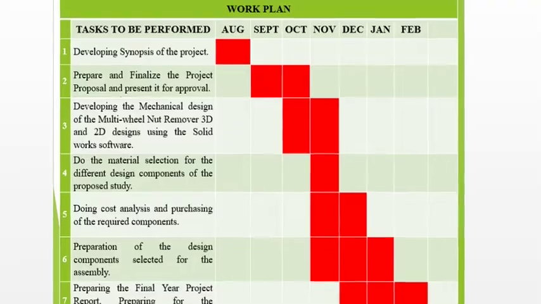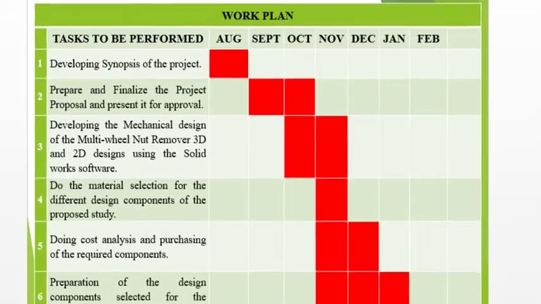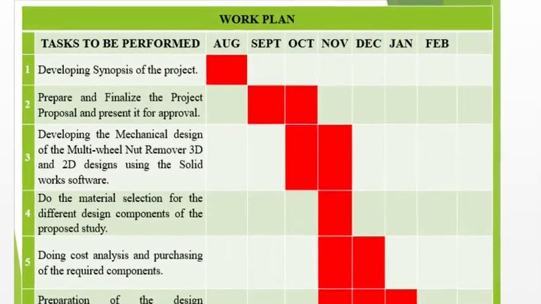For example, when you look at my work plan right here, I had the tasks to be performed and then the different months within which this project must be done. So you're supposed to give these people hope and you tell them by this time, this project is going to be up and standing. If you're going to have a prototype, by this time, this prototype is going to be out and it will be tested.